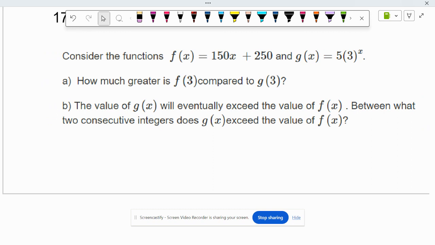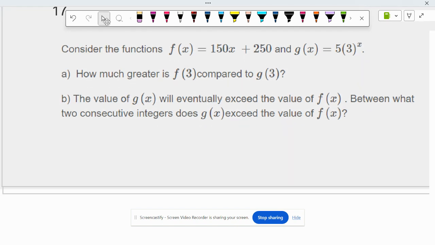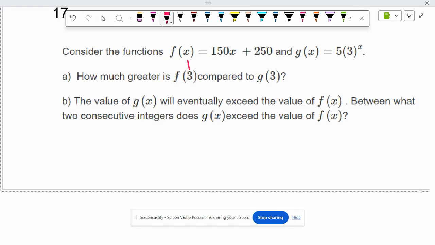Caden, what does it mean when it says f of 3 or g of 3? It's the second question we've done like this. We take the x and replace it with a 3. The last one I gave you was a 0. Do you remember that? So we're going to get rid of the x in both of these functions and replace it with a 3, and we have to evaluate it.